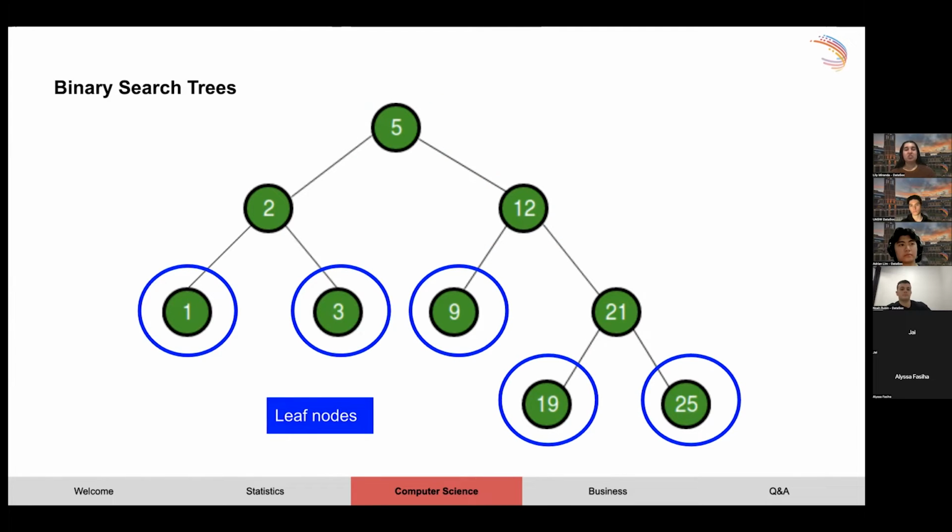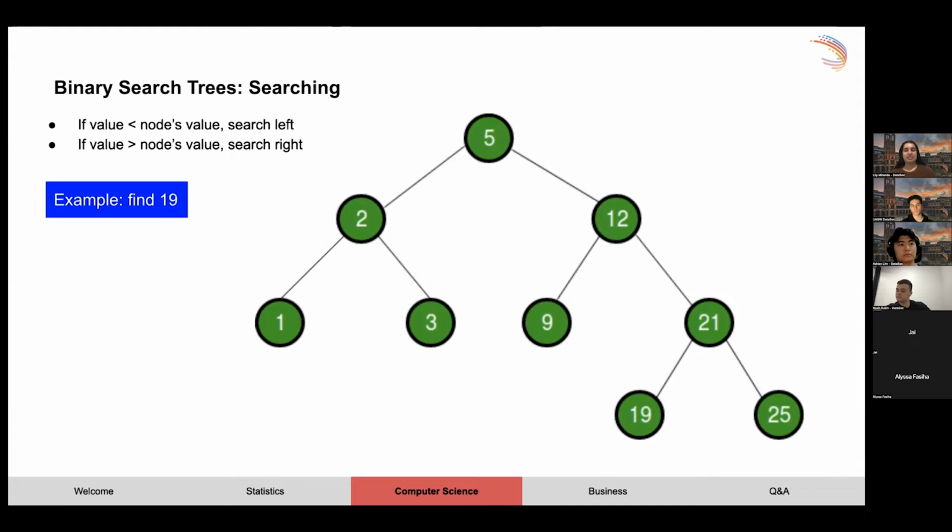Leaf nodes. So the nodes that are on the bottom level of the tree, which have no children. Here we have 1, 3, 9, 19, and 25. These are called leaf nodes. Unlike all the other nodes, 2, 5, 12, 21, which have children, these ones don't have any, so we call them leaf nodes.